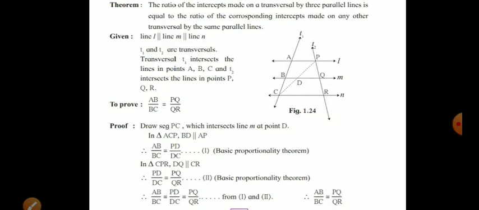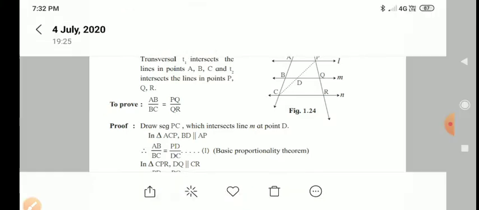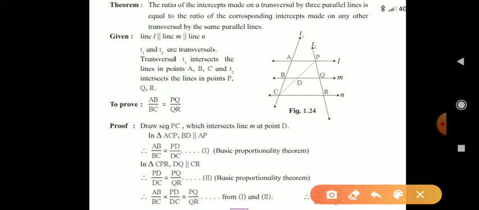Now there is the next theorem, related to three parallel lines and their transversal. So here is theorem number 3, three parallel lines and their transversal. See the statement of the theorem: the ratio of intercepts made on a transversal by three parallel lines is equal to the ratio of corresponding intercepts made on any other transversal by the same parallel lines.